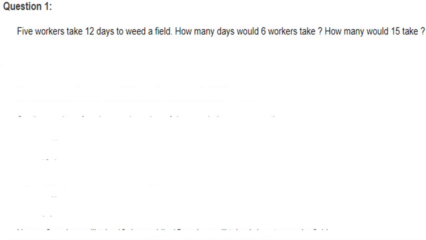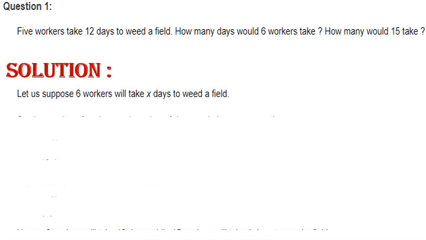So here we have to find values for two situations. The first, which is already given: 5 workers take 12 days to weed a field. So we have to find how many days will be taken by 6 workers and then 15 workers. The number of workers is increasing from 5 to 6, then to 15. So let's begin with the solution.